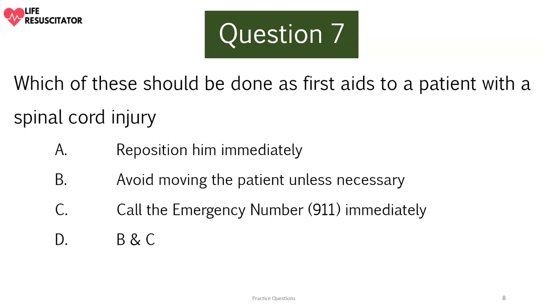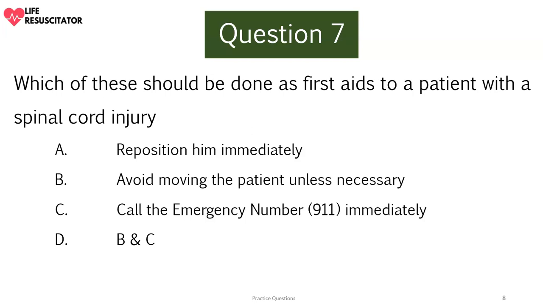Which of these should be done as first aids to a patient with a spinal cord injury? A. Reposition him immediately. B. Avoid moving the patient unless necessary. C. Call the emergency number 911 immediately. D. B and C.